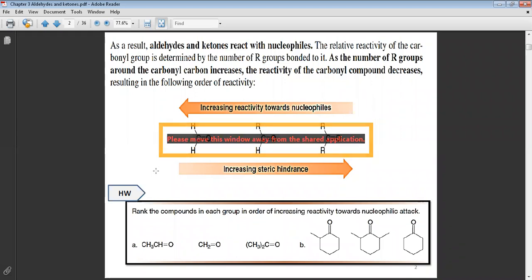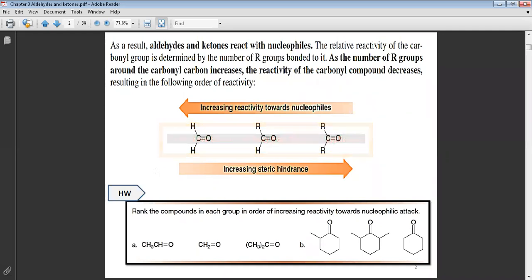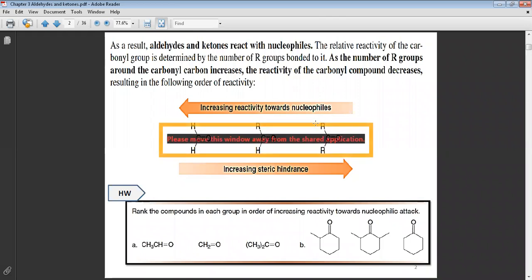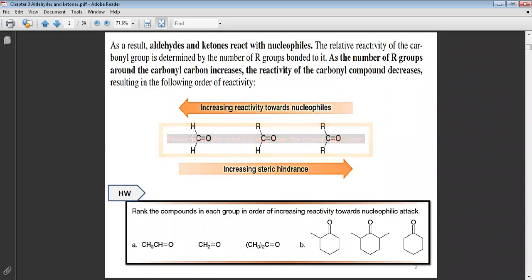And you can explain it in other words: we have here two alkyl groups. These two alkyl groups are donating, so the partial positive charge will be weaker. Here we have just one donating group, so the partial positive charge is slightly stronger. And here there is no donating group, so it has a strong partial positive charge. For this reason, it is more reactive.